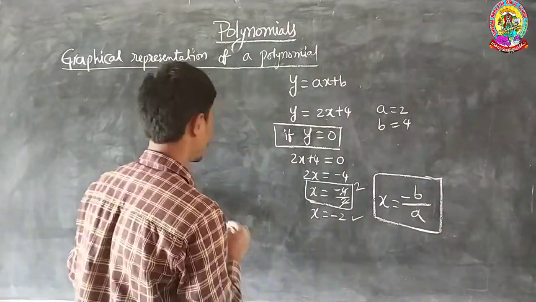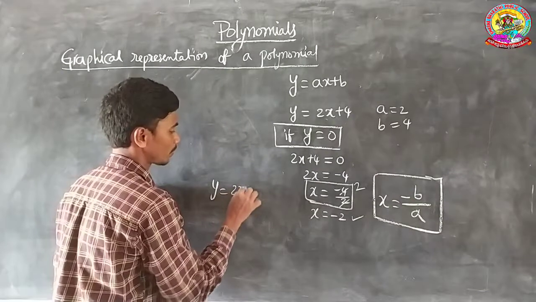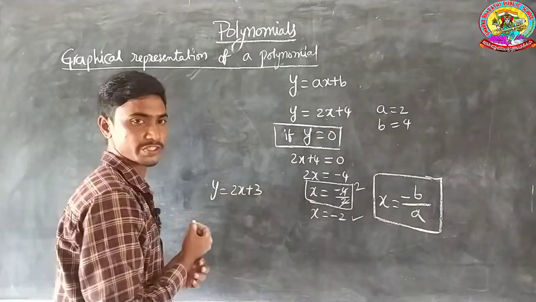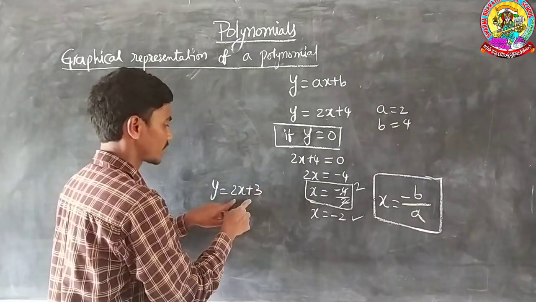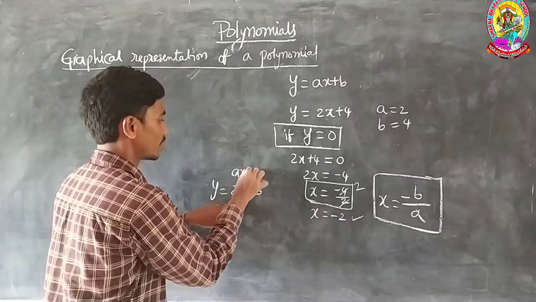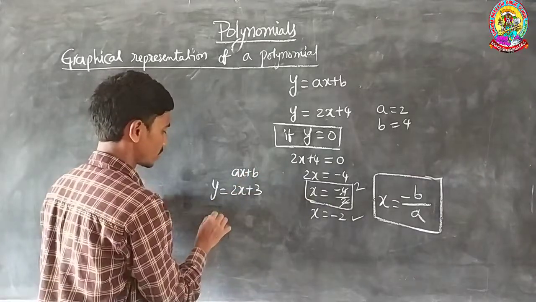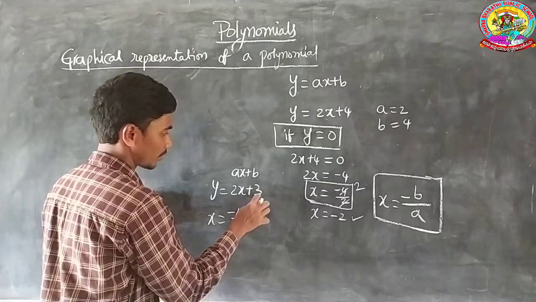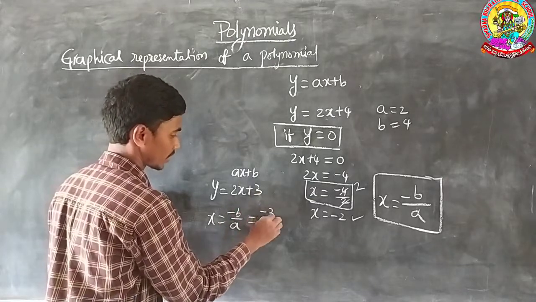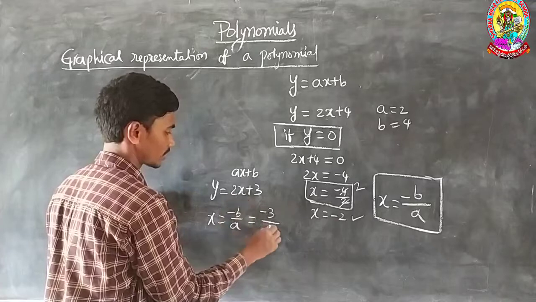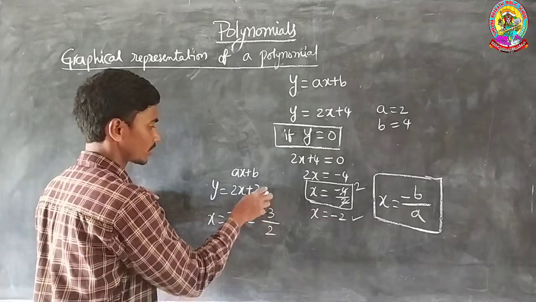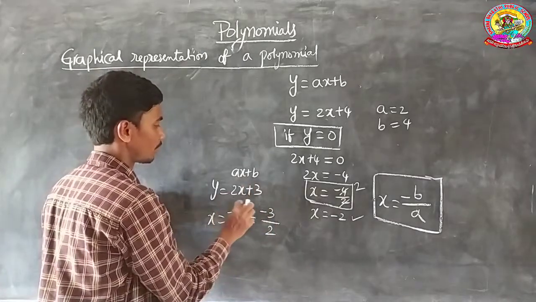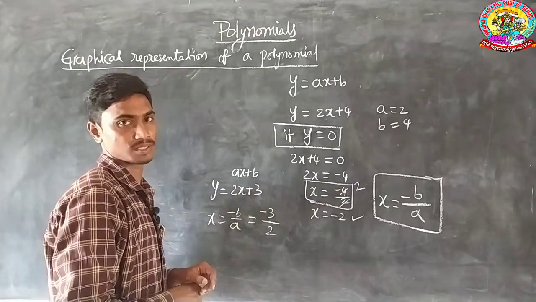For example, y is equal to 2x plus 3 is the polynomial. What is the solution? You can easily say that if you compare with ax plus b, x is equal to minus b by a. Then in place of b you can insert 3, in place of a you can insert 2. So minus 3 by 2 is the solution of the polynomial y is equal to 2x plus 3.